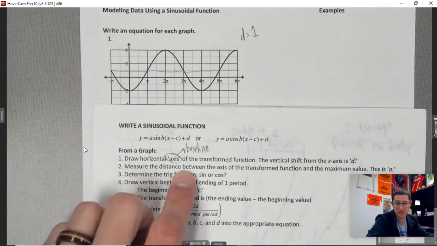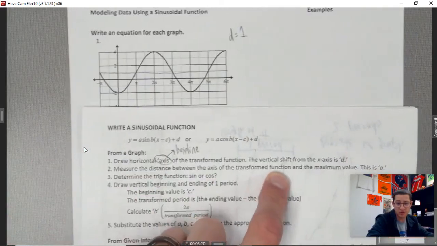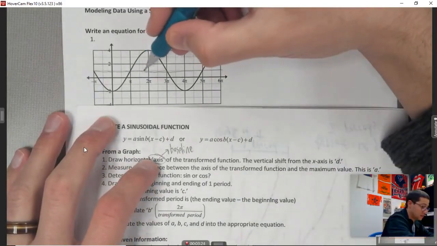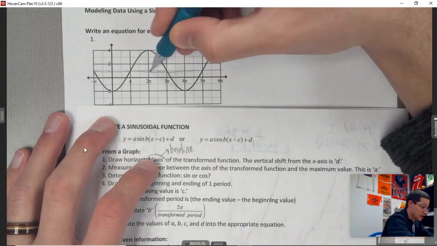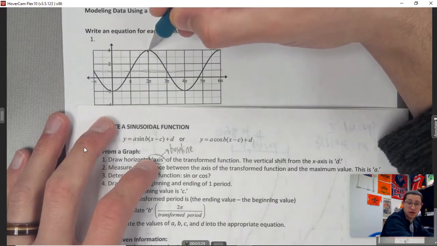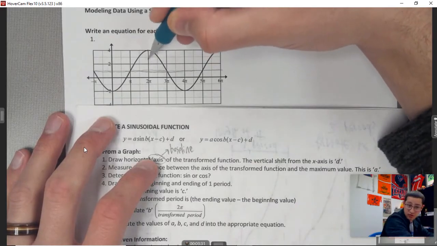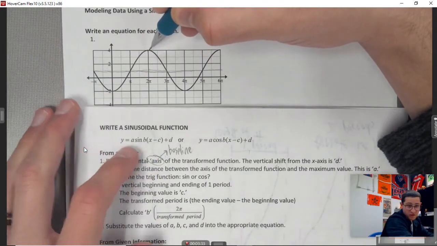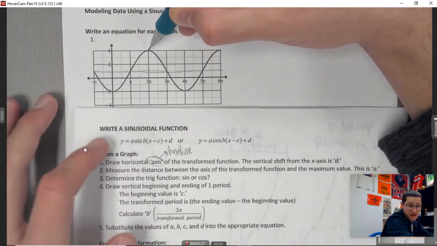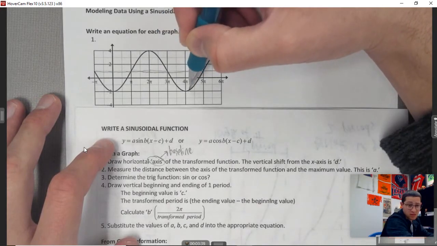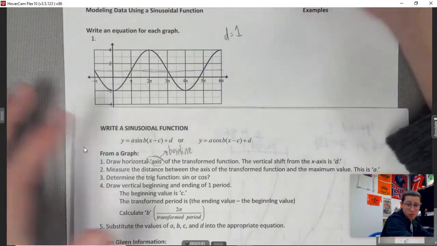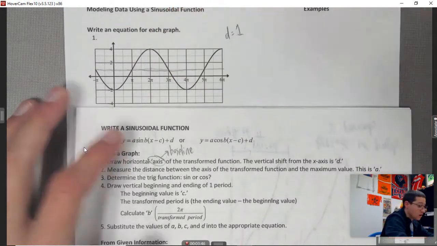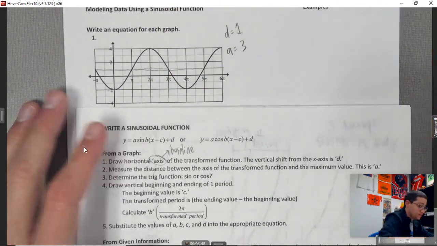Number two, measure the distance between the axis of the transformed function and the maximum value. This is your A. Here's my axis, and there it is. That is my amplitude. The amplitude is always that distance. There are two different ways to think about it. One is it's halfway between the distance from the max and the min. The max and min distance would be 6, but just this right here is another way to think about it. So my amplitude is 3.